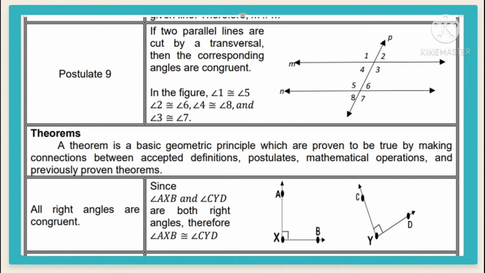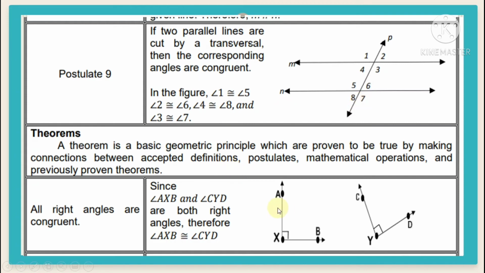If 2 parallel lines are cut by a transversal, then the corresponding angles are congruent. In the figure, angle 1 is congruent to angle 5. Angle 2 is congruent to angle 6. Angle 4 is congruent to angle 8. And angle 3 is congruent to angle 7. Let us proceed to theorem.